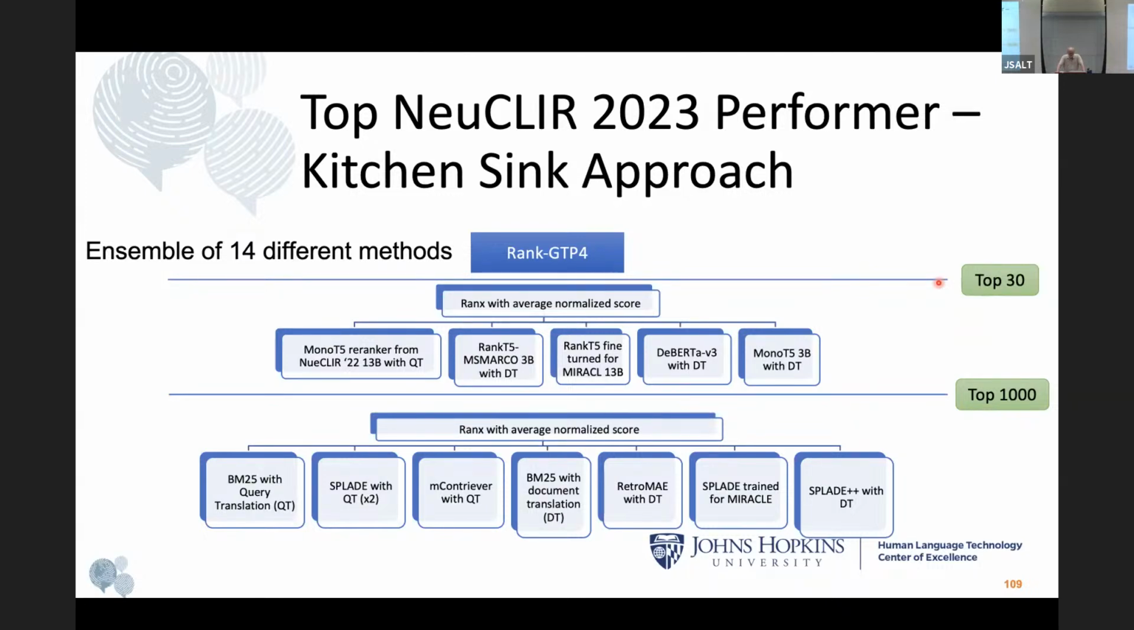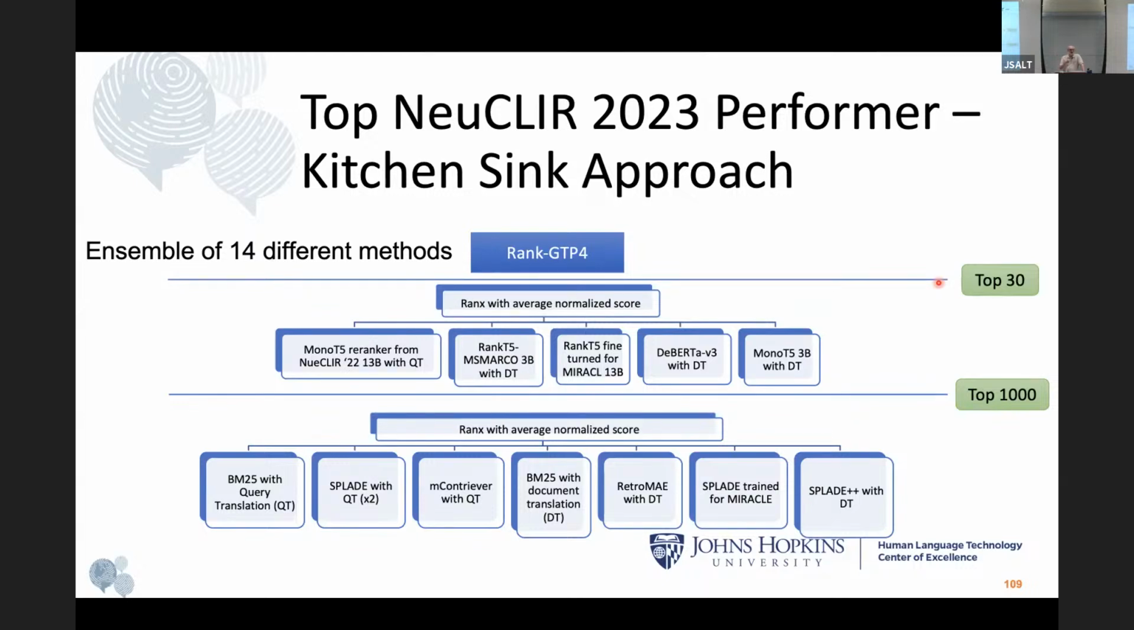And so then you get it down to the top 30, and then you use an approach called RankGPT-4, which is basically saying, hey, GPT-4, what order should I put these 30 documents in? And if you do all that, the RankGPT-4 only adds a little bit of effectiveness. We have all these different systems here, and together they do a pretty good job. You just get a point or two off of GPT-4.